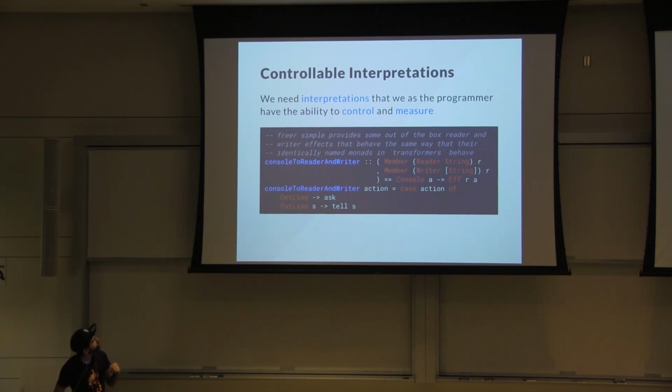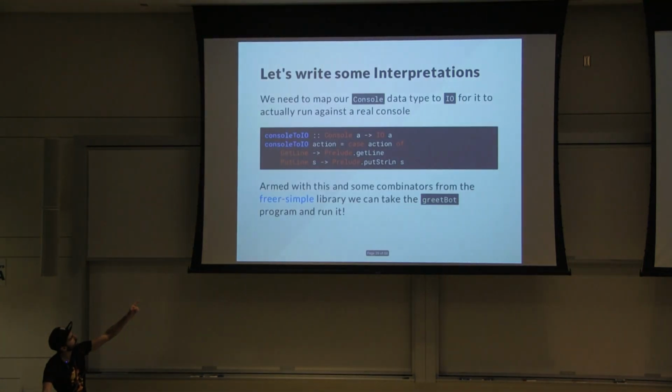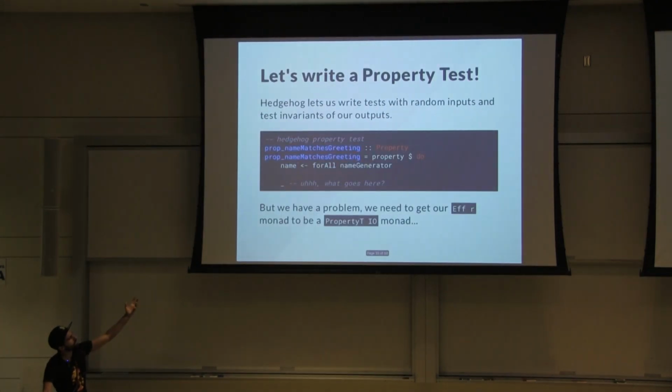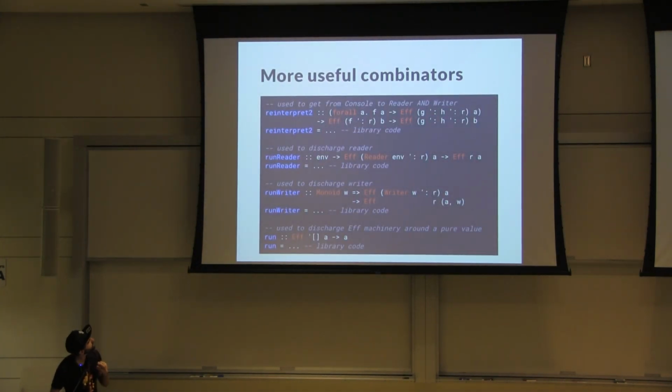But you'll notice here that the type signature for console to reader and writer looks different than the one here where it's just Console a to IO a. That is because the only way that we can really compose these things is by putting it into the Eff machinery. So we will need a few different combinators coming from Freer simple to actually make use of this particular interpretation. So let's look at some combinators.